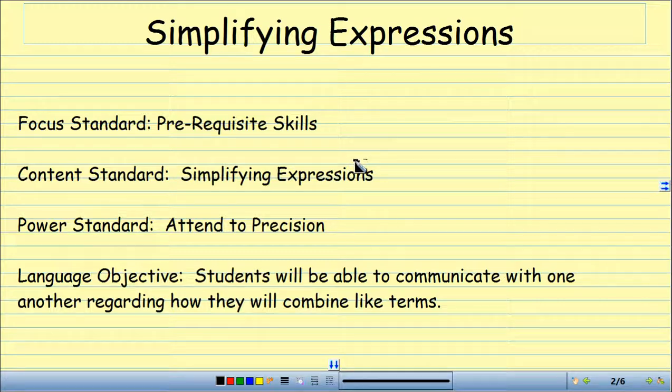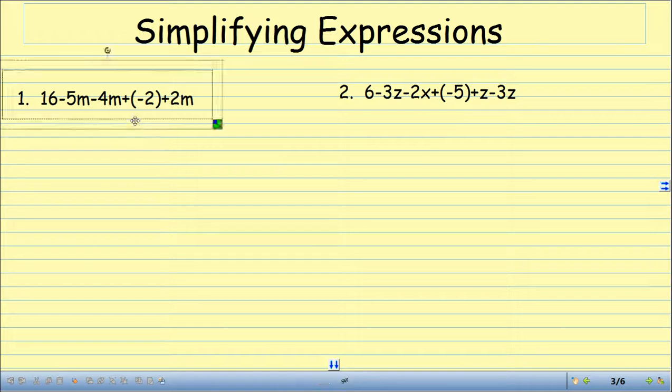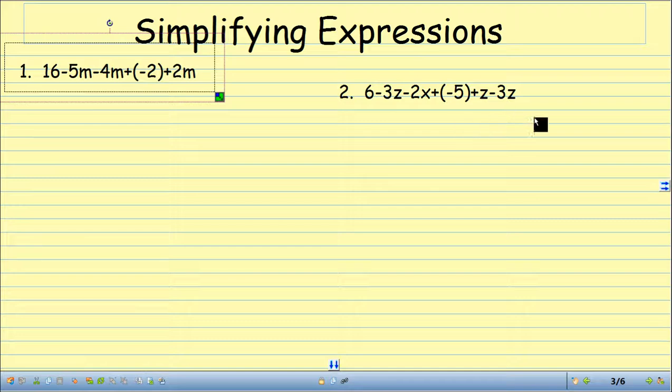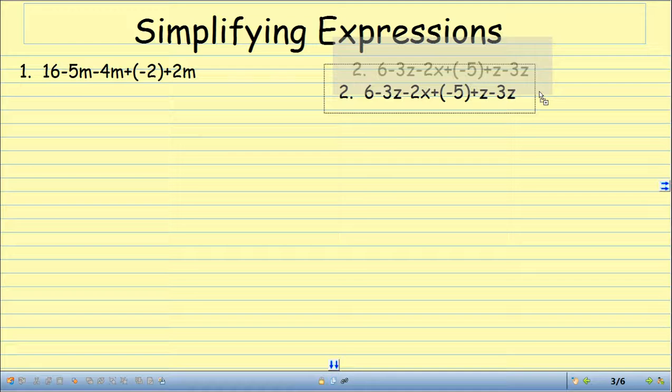So for this one, we are going to be simplifying expressions today. Our focus standard, we're doing prerequisite skills still. We are simplifying expressions. We're going to attend to precision, which basically means we're going to be consistent and precise on what we do. And you're going to be able to communicate with one another on how to combine like terms. So without much further ado, we are jumping right into like terms. So I have two problems involving like terms. I have number 1, number 2.